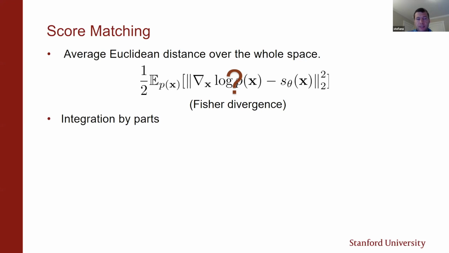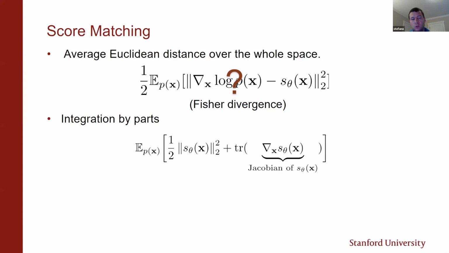And so here's the first neat trick. It turns out that if you do integration by parts, you can simplify this expression into one that does not involve the true score anymore. I'm not showing the derivation here, but if you expand the square, you're going to end up with a term that does not depend on theta. You're going to end up with a term which is basically S theta squared, which is kind of like this one. Then you end up with a double product. Then you apply integration by parts to this double product, and you get rid of the dependency on the true score, and you get something which is basically another derivative of S theta.